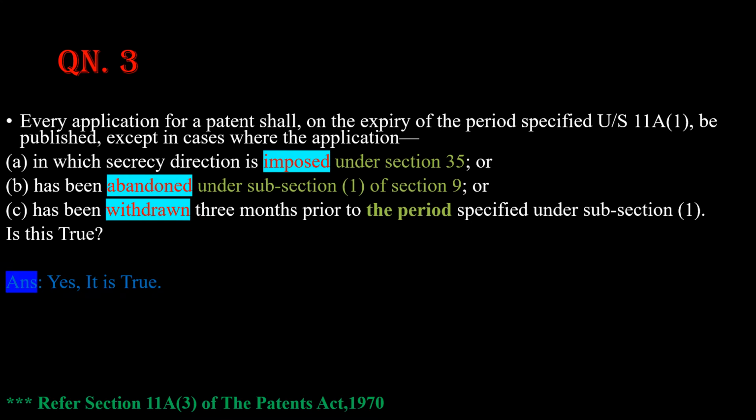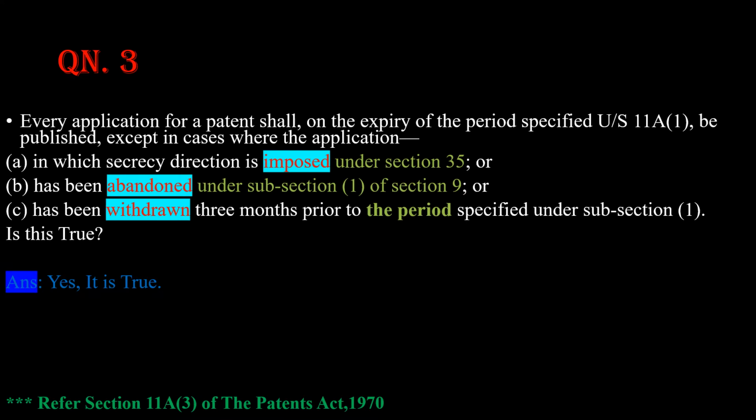Question number 3. Every application for a patent shall, on the expiry of the period specified under section 11A subsection 1, be published except in cases where the application, clause A, is one in which secrecy direction is imposed under section 35, or clause B, has been abandoned under subsection 1 of section 9, or clause C, has been withdrawn 3 months prior to the period specified under subsection 1. Is this true? Yes, it is true. For this, please refer section 11A subsection 3 of the Patents Act 1970. For a detailed explanation, please refer the individual video lecture prepared on section 11A by me.